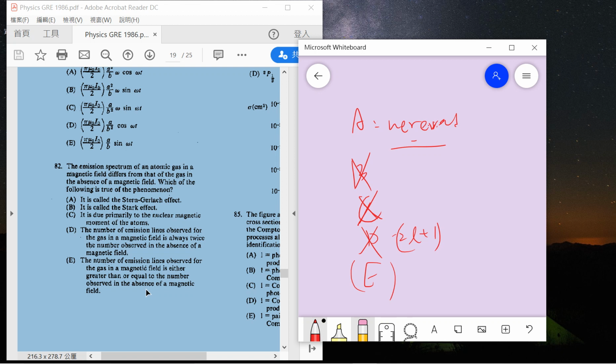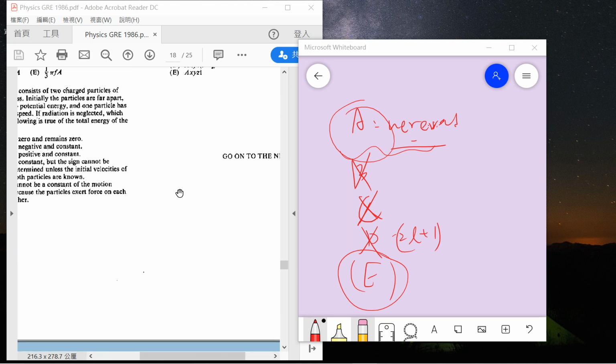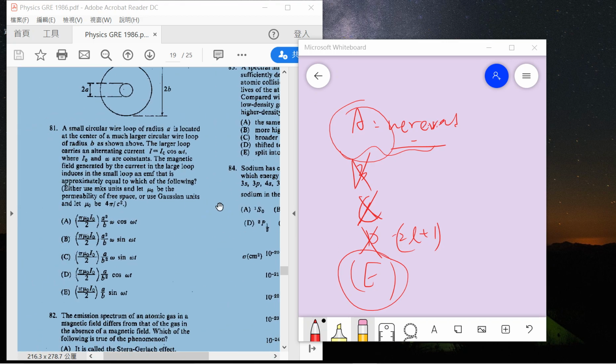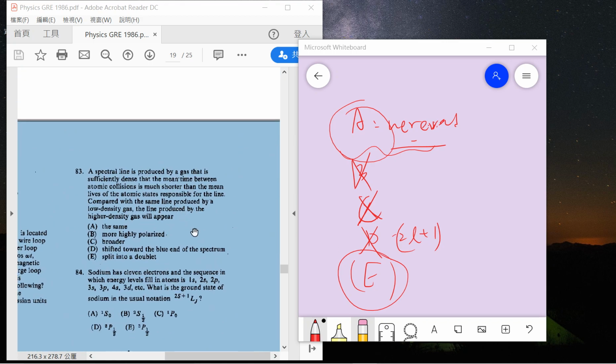But 82 says, regarding the emission spectrum, which of the following is true of the phenomenon. I think E is better than A, because A only talks about the spin, but E just says that in general it will have some splitting effect. So I will choose E, because it focuses on the phenomenon. Okay, let's do more.